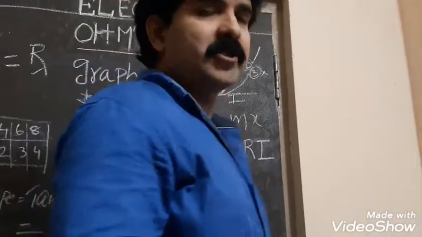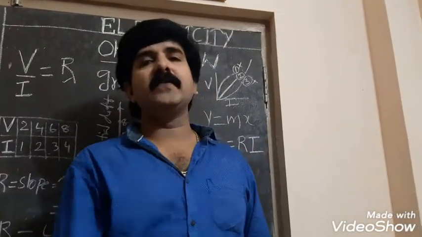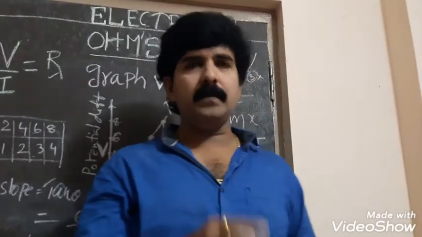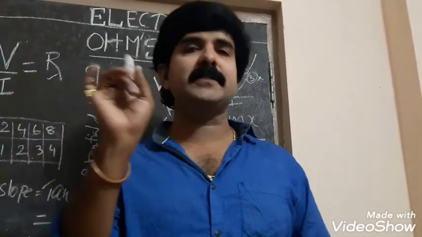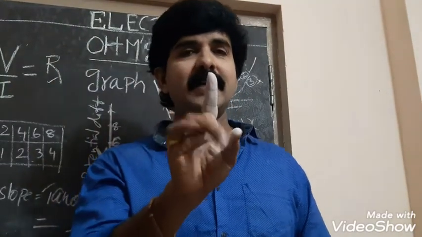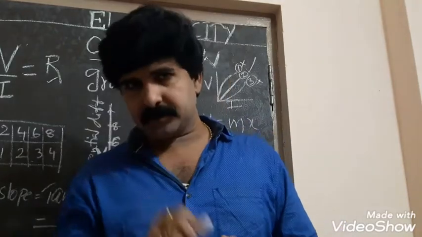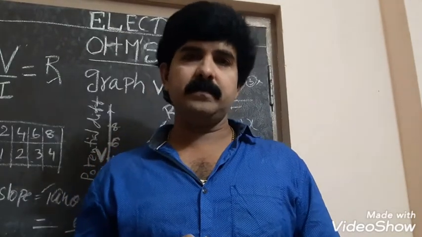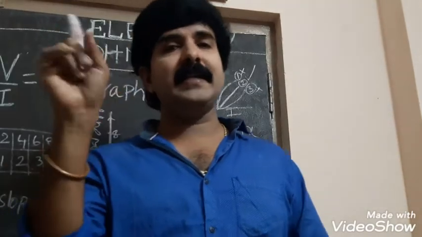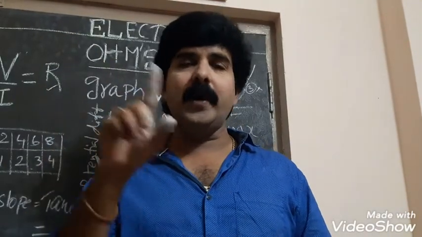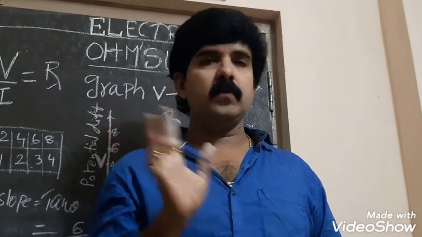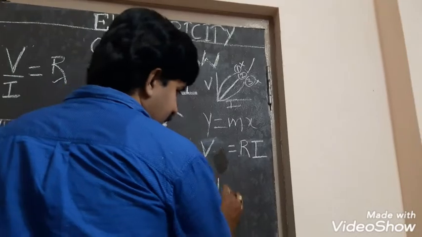What is the equation for a straight line in coordinate geometry? I hope you have completed this in 9th class. Y is equal to mx plus c, where c is the intercept and m is the slope. When the intercept c is 0, y is equal to mx, and that passes through origin.